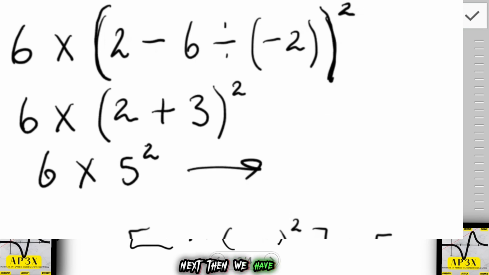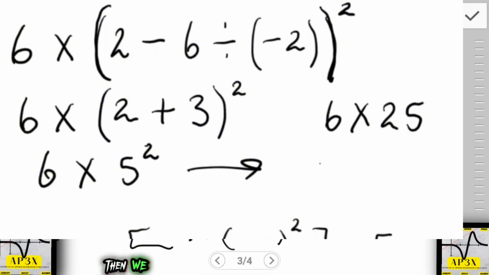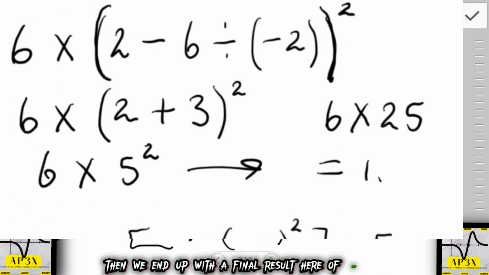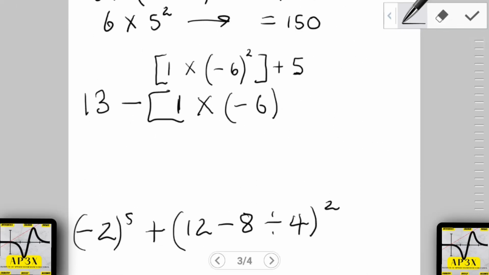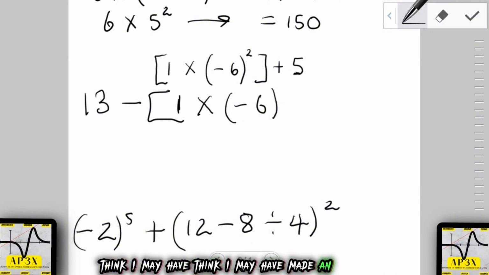Next then, we have 6 multiplied by 25. So therefore we end up with a final result here of 150. Beautiful. Next then, we have, let's see what we have here. I think I may have made an error.